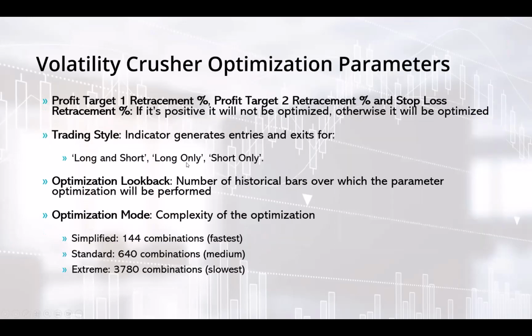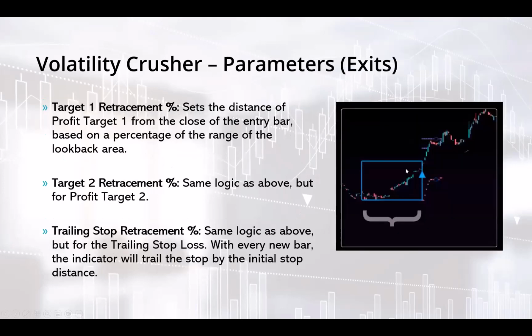Okay, and last but not least, as mentioned before, Volatility Crusher also comes with auto optimization. A small nuance here: we have the option of whether we want the optimizer to optimize these percentages for target 1, target 2, and stop loss or not. The way this is done in MetaStock is if we give this parameter something sensible, which is a positive value, we cannot use a negative value here. It doesn't make sense. We cannot have a target below our entry.